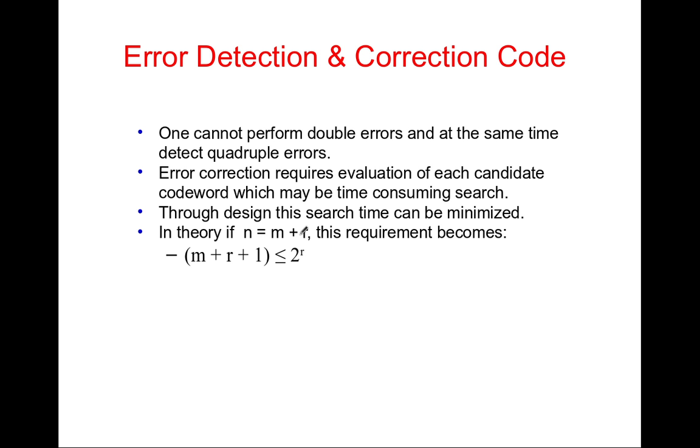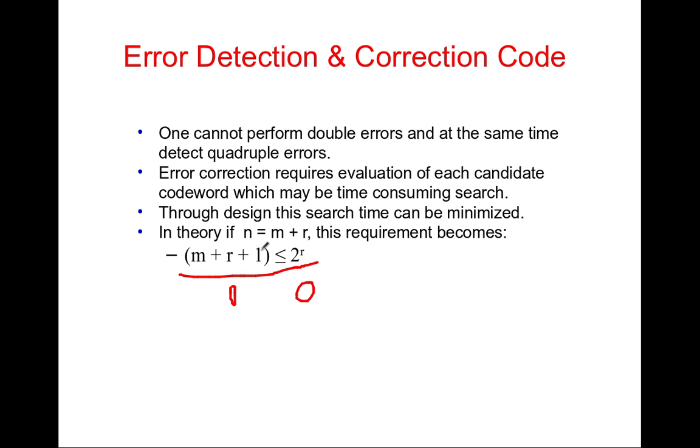If n is equal to m plus r, we get m plus r plus 1 less than or equal to 2 raised to r. This equation is to be always remembered. There will be some examples as well. m plus r plus 1 less than or equal to 2 raised to r. So if you are having, for example, 7 bits, how many redundant bits are required? That can be calculated. Based on the relation, we will put the value of r starting from 0.